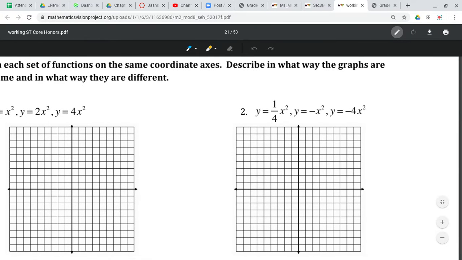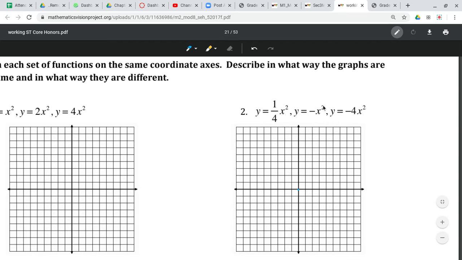So for number 2, we've got y equals 1/4 x squared, y equals negative x squared, and y equals negative 4x squared. So we're going to start with the y equals negative x squared. This is our typical parabola. We're going to start at 0, 0, because if we plug a 0 in for x, 0 squared is 0. Negative 0 doesn't exist. It equals 0. So that's how we get that point there.